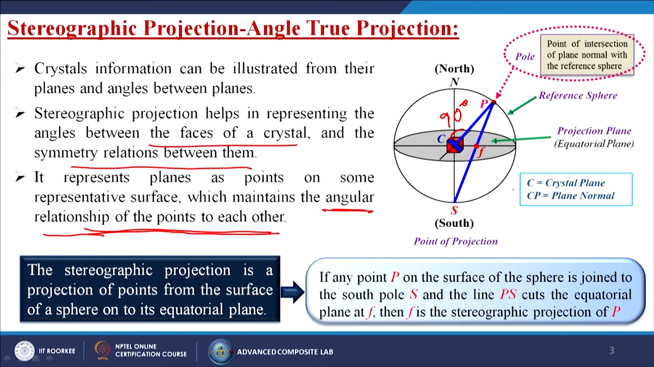The stereographic projection is a projection of points from the surface of a sphere onto its equatorial plane. If any point P on the surface of the sphere is joined to the south pole S, and the line PS cuts the equatorial plane at point F, then F is the stereographic projection of point P.